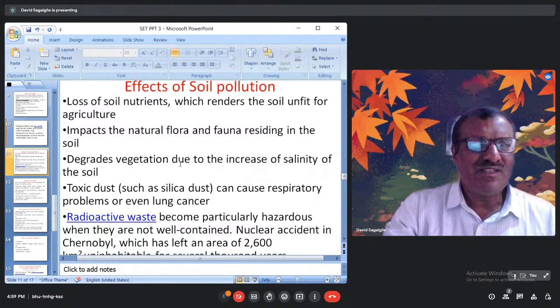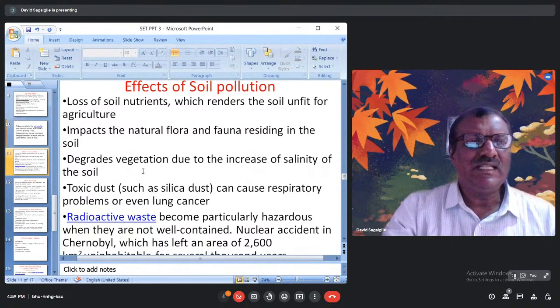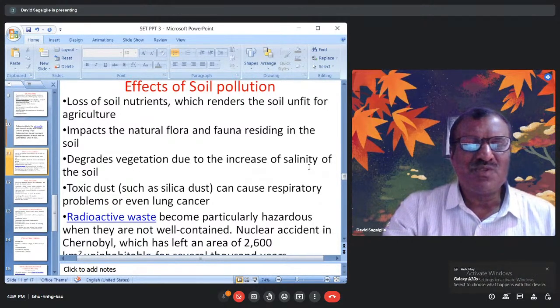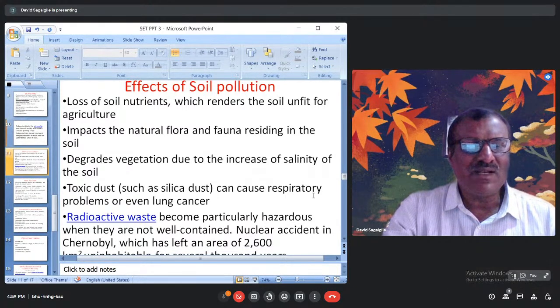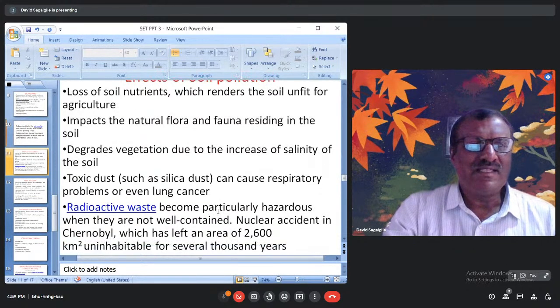Degrades vegetation due to the increase of salinity of the soil. We see that it also brings down the vegetation if the land gets exposed to salty water. Then toxic dust such as silica dust can cause respiratory problems or even lung cancer. So toxic dust which is mixed in the soil, like silica dust, when people breathe in such things, can cause lung cancer to them.